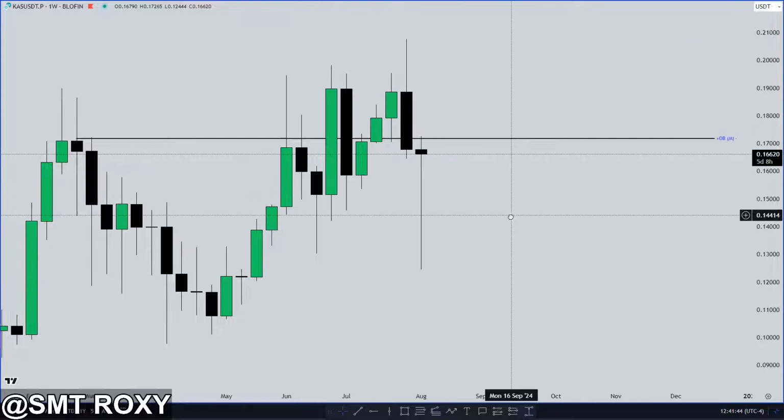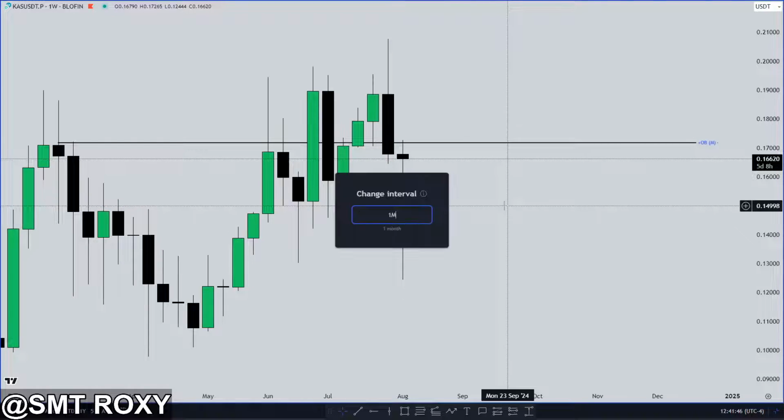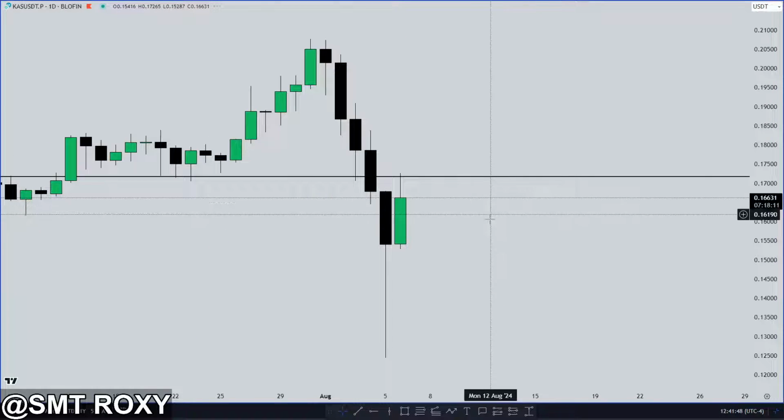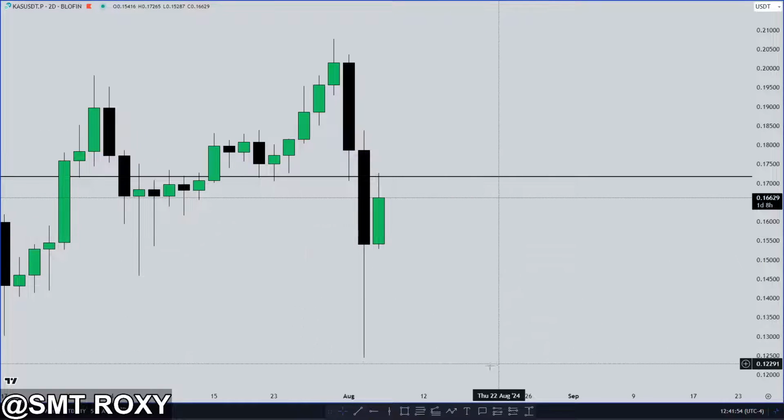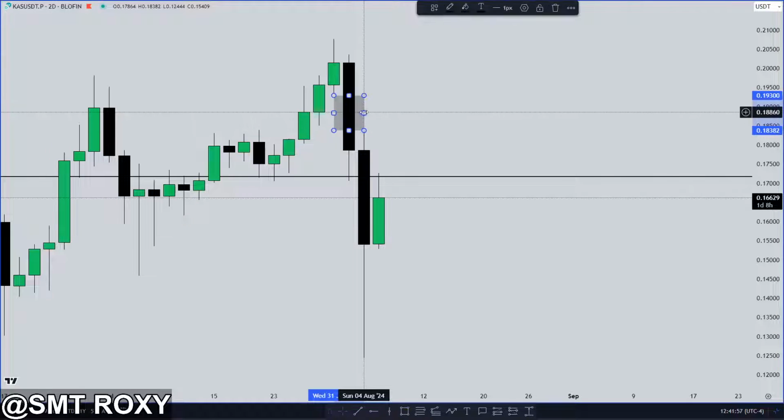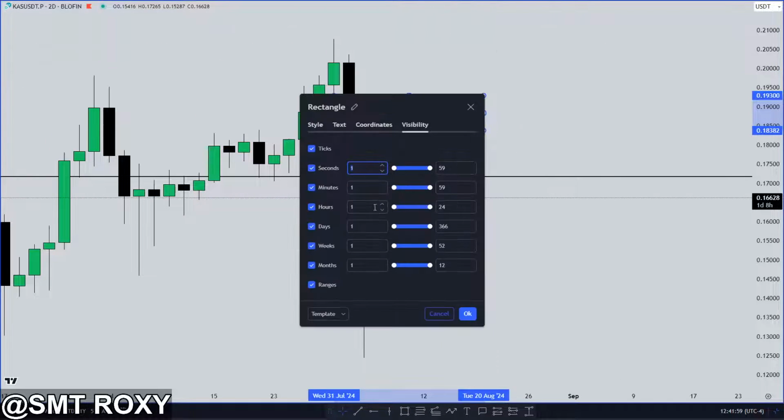On the weekly, we don't really have much. That's kind of the thing. On the monthly, we do have that monthly order block, but on the weekly, we don't really have much. On the daily, though, we have one fair value up here, very small fair value ups. If we go to the 2-day, you can see it's a little bit bigger, which is a lot better in my opinion. So probably using that one on the 2-day.